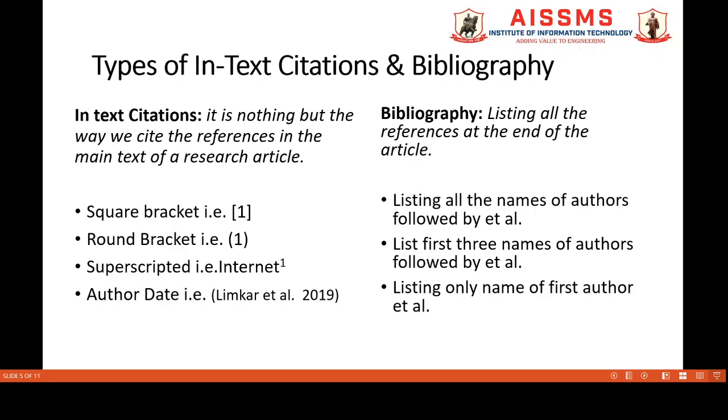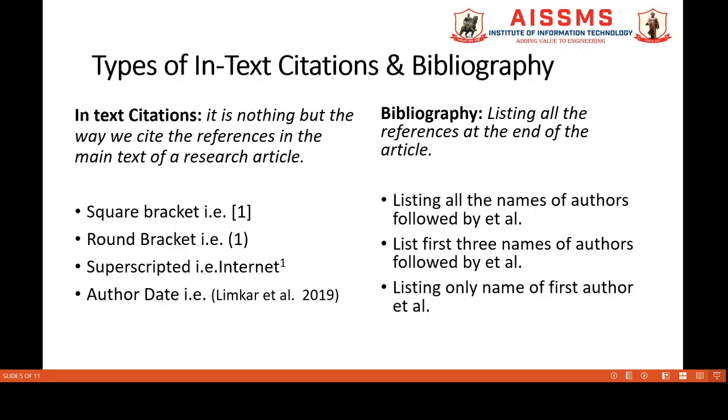There are various ways through which we can have in-text citation. But here in this slide, I have listed the most prominently used in-text citation methods. First one is square bracket. Second one is round bracket. Third one is superscripted. And the last but not least is the author-date format. Whereas bibliography is nothing but listing out all the references at the end of the article.